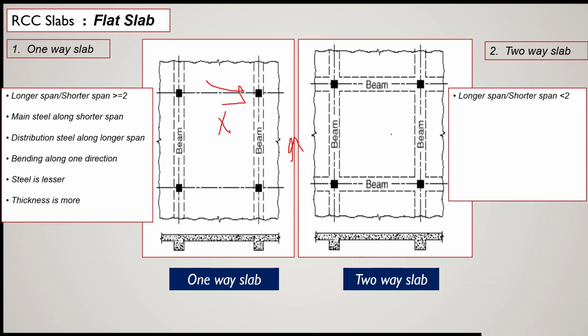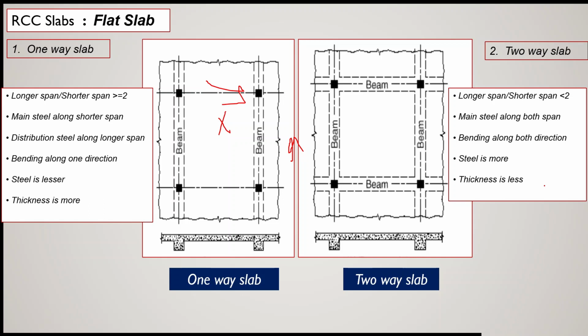Here again, if the longer span by shorter span ratio is less than 2, then it is a two-way slab. Main steel is provided along both spans, longer span as well as shorter span. Bending along both directions, that means along the shorter span as well as the longer span, will both be considerable. Steel required will be more because bending is more. Thickness is comparatively less as compared to a one-way slab. So these are the two types of slabs which we have already studied and designed in the previous class.